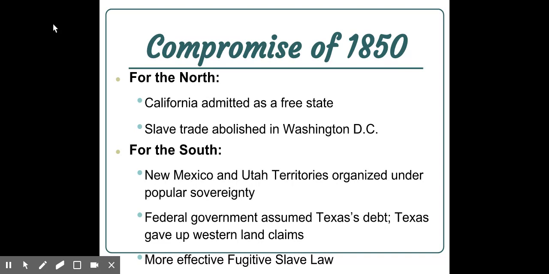For the North, we are going to see California admitted as a free state. We are also going to see the slave trade abolished in Washington, D.C. Up until this point, it still did exist in the D.C. area, and people didn't like it. It was too close to the Northern Territory.